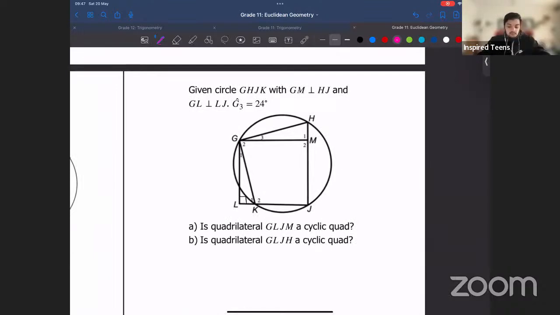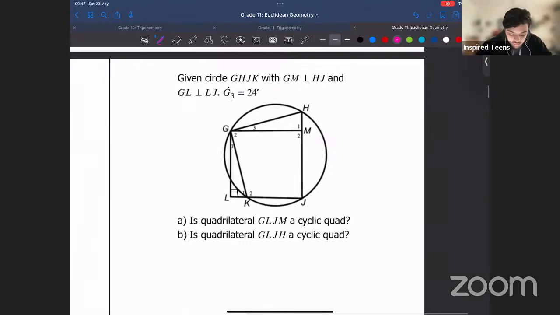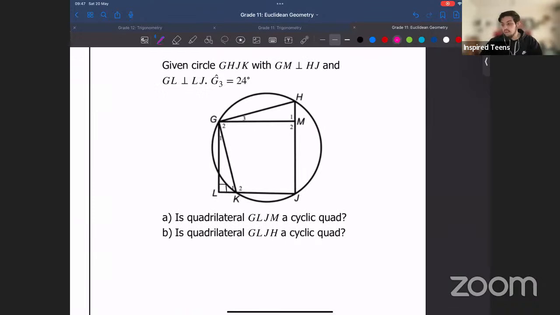Okay. Let's have a look at this one, just to answer these questions. These are just some simple questions, to get a taste of them and practice our theorems a little bit before we move on to a hectic question.